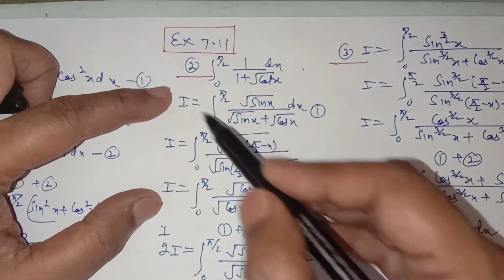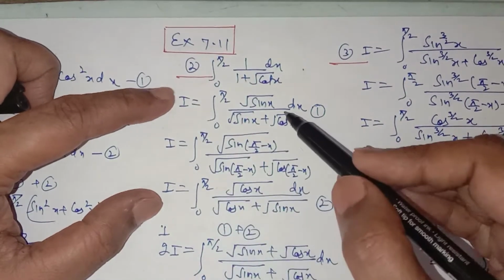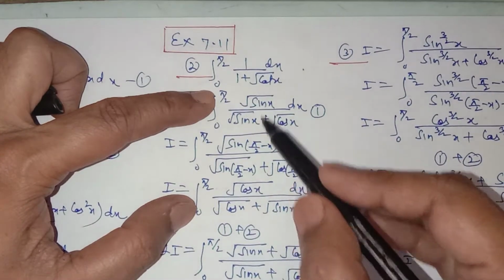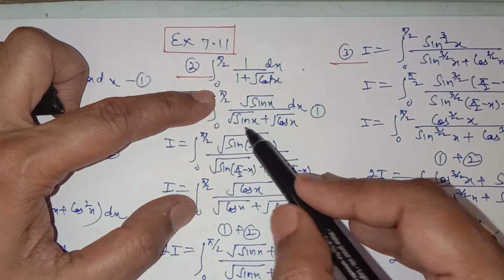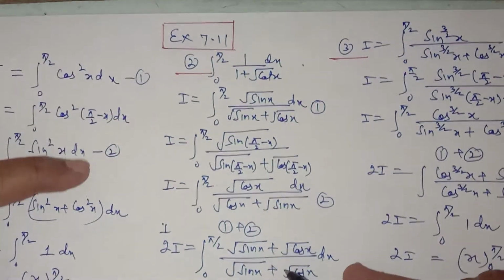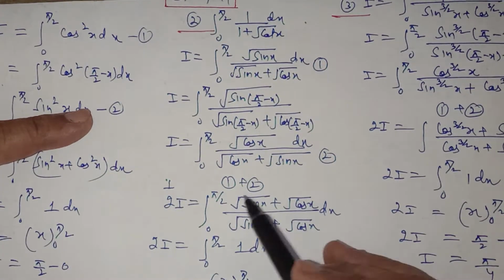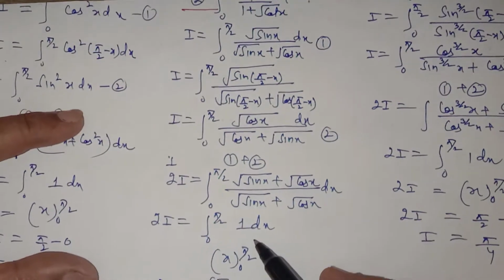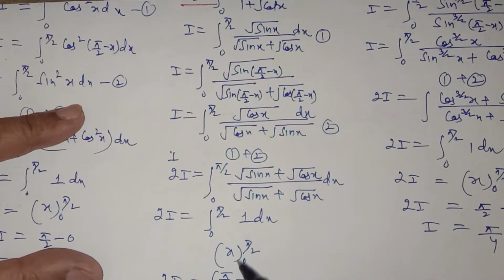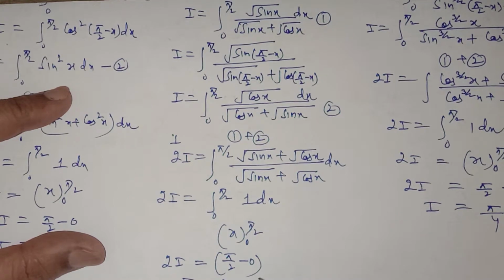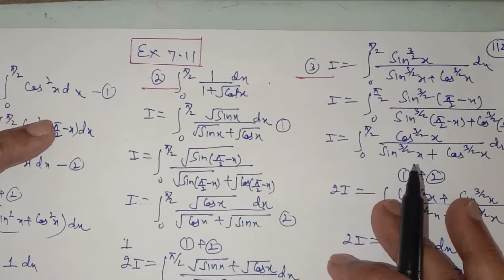Now if we add step number 1 and 2, I plus I is 2I. Adding these two, it will be root sin x plus root cos x upon root sin x plus root cos x. See it very carefully, this will be equal to 1. Cancelled out, 1. Integration of 1 is x, and upper limit minus lower limit is pi by 2 minus 0. So I will be equal to pi by 4. Similarly is the question number 3.